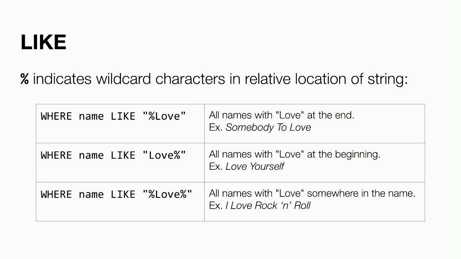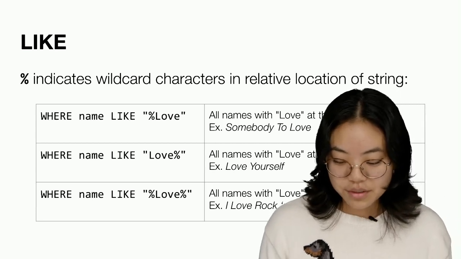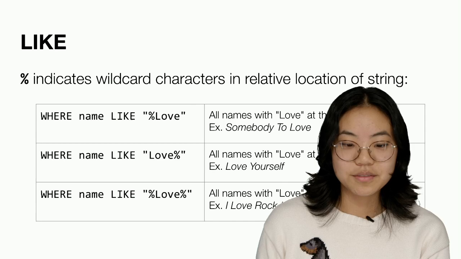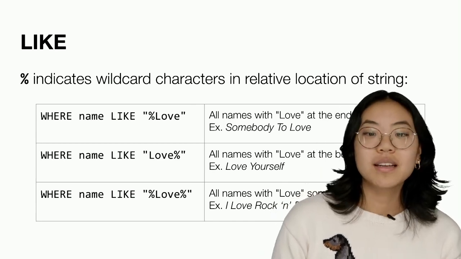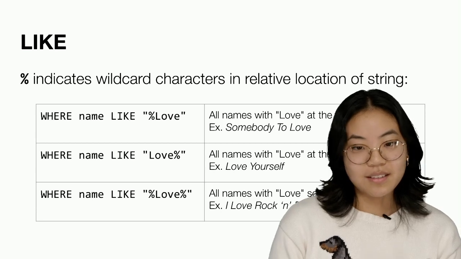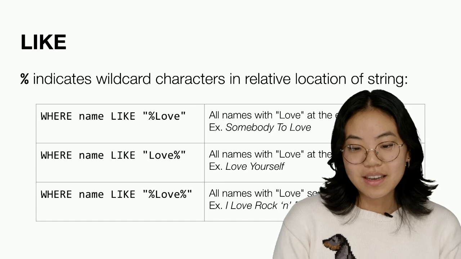And then in the second example, we have love and then the percent sign, so this would be names that have love at the beginning of the title. Finally, if I did a percent sign on both sides, that means I'm going to match with any name that has love anywhere in the title. So for example, I Love Rock and Roll would fit, since I can have any characters before and any characters after love. This can be helpful if you want to match certain parts of strings, so within names of songs, maybe names of movies, etc.